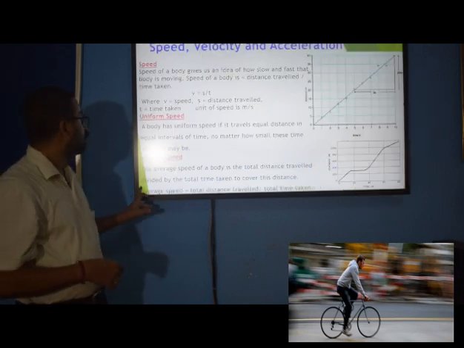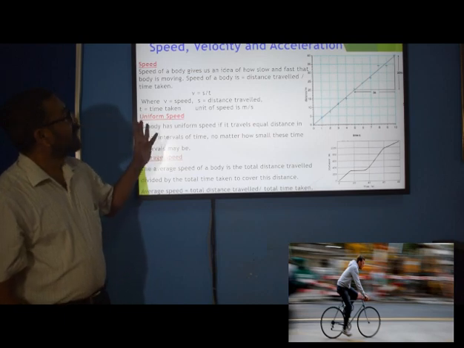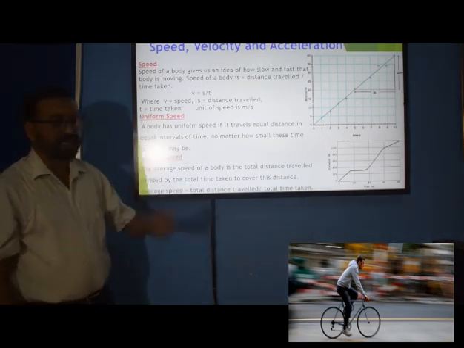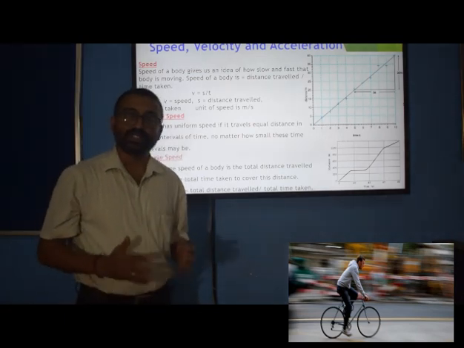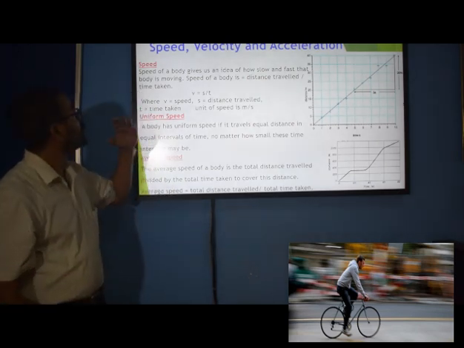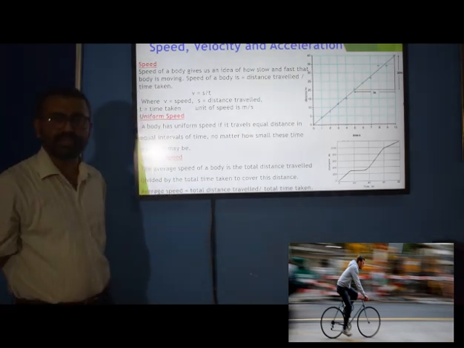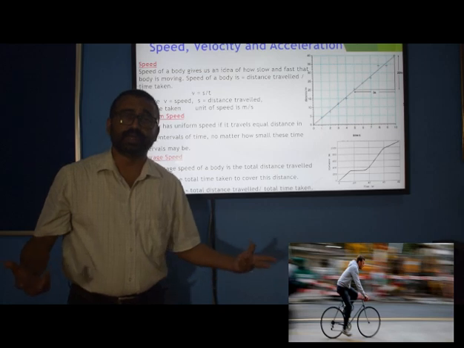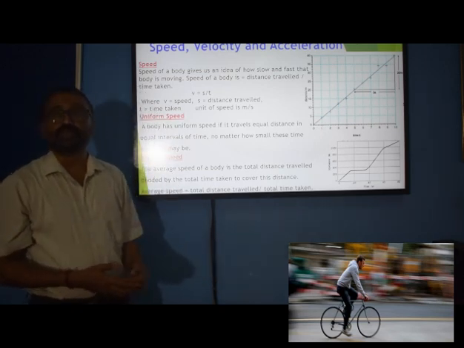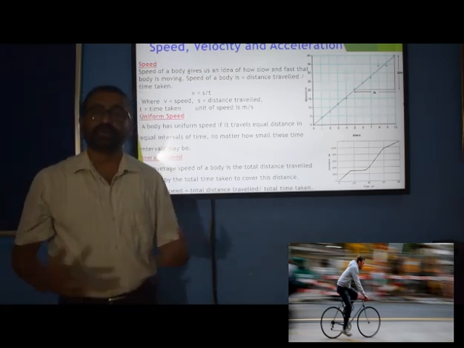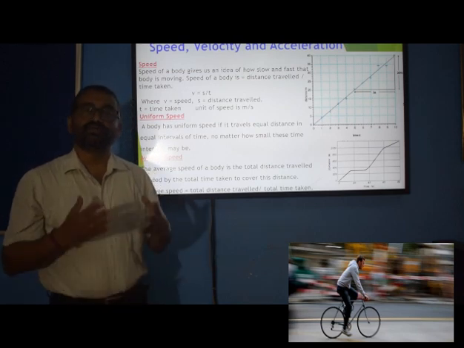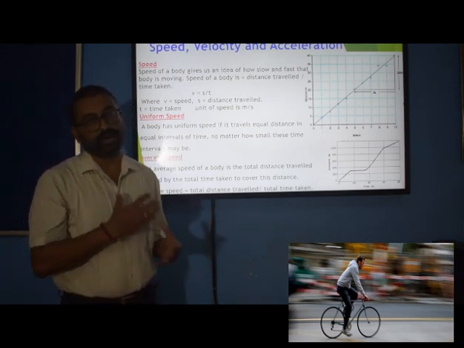Okay. Now let's see speed, velocity and acceleration. What is speed, what is velocity and what is acceleration? See the first case, speed. Speed we know, 40 km per hour. In our normal automobiles we have speed 40 km per hour. What does it mean? It covers 40 kilometers in 1 hour.